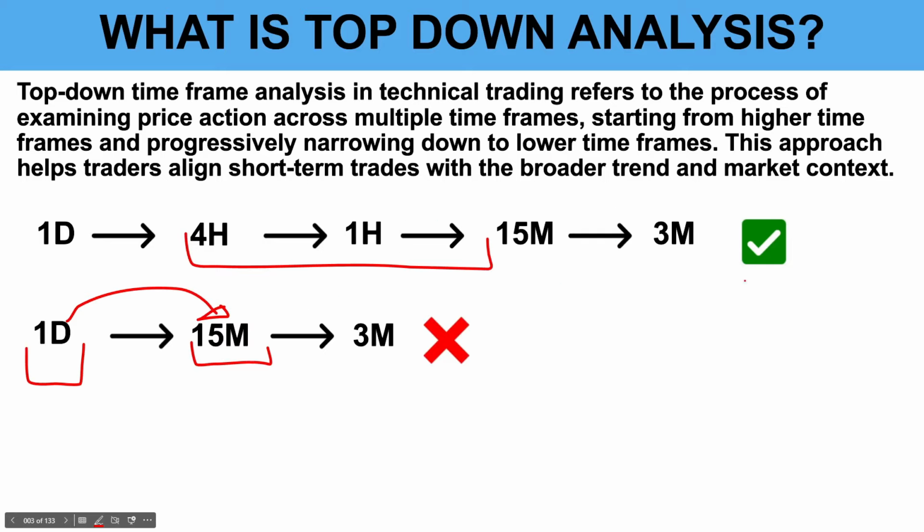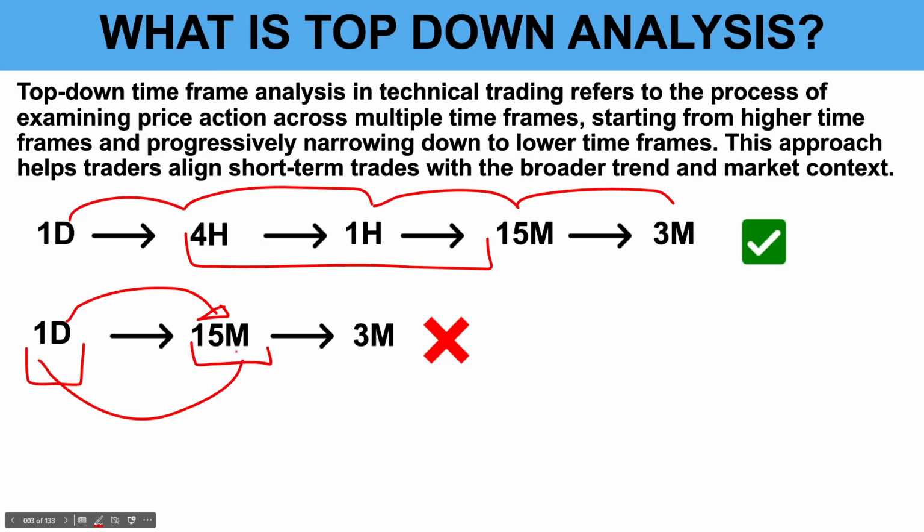So our thought process should be in more logical steps and in small steps. So for example, from the daily to the 4 hour to the 1 hour to the 15 minute to the 3 minute, instead of from the daily to the 15 minute, then from the 15 minute straight to the 3 minute, right? We need to structure our top-down analysis in a way where we're using multiple time frames to understand as much information as possible so that our trade can be to the best we can get it to.